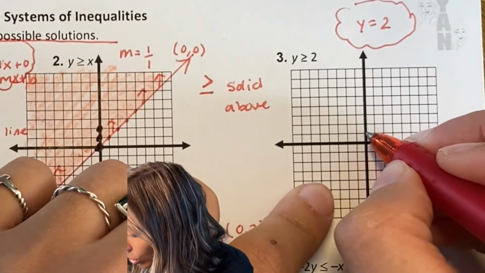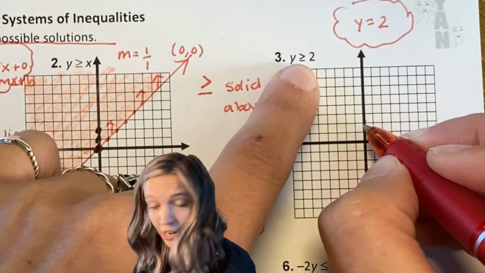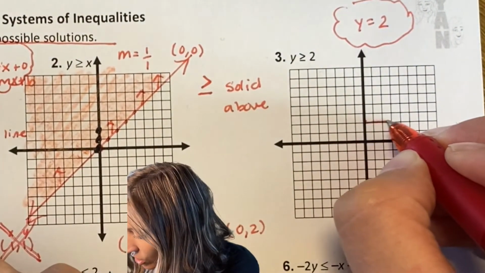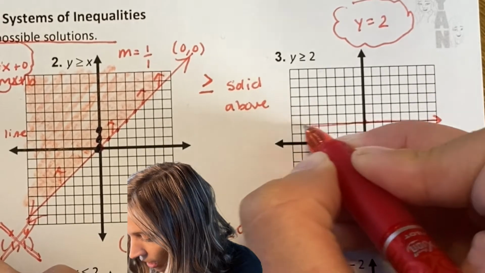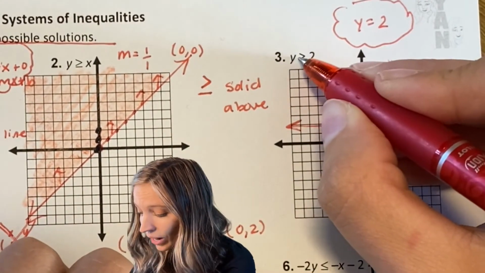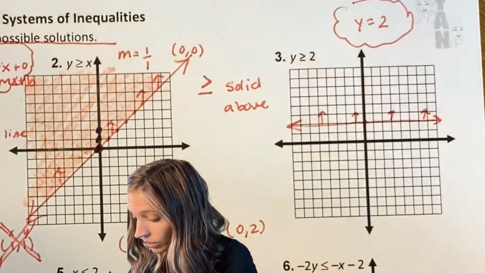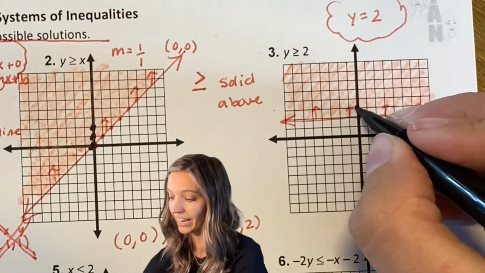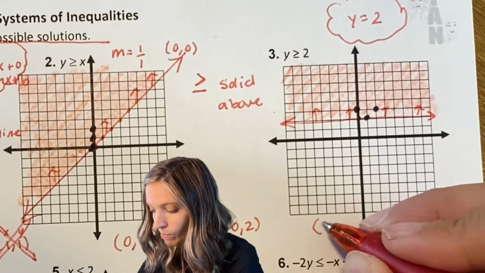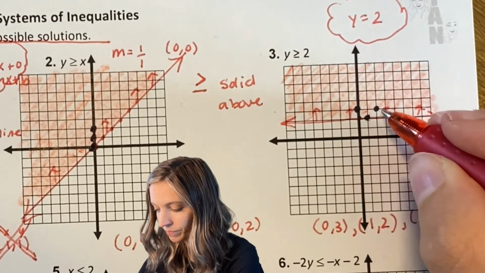I'm gonna go to 2 on my y-axis, and y is greater than or equal to that 2. So I'm gonna have a nice solid horizontal line going across the entire graph. It's greater than, so I'm going to shade above, so I could draw arrows pointed up, and then I'm going to shade that entire region up there and choose 3 points before moving on.